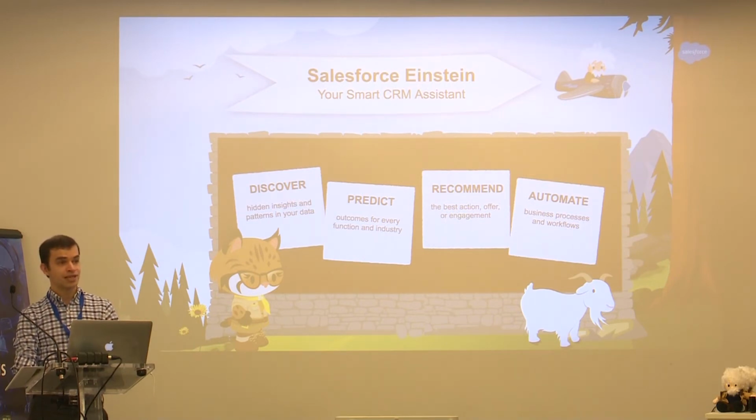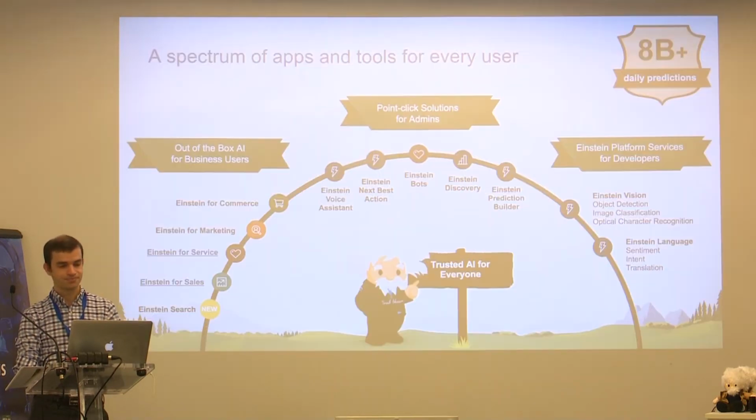Recommend the next best action to take. How can I prevent this from happening? And you may do some automation based on these predictions too. For example, send an email campaign or warn your sales rep that this customer is going to attrit.